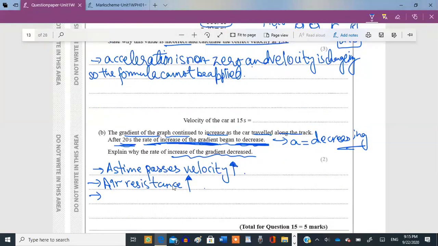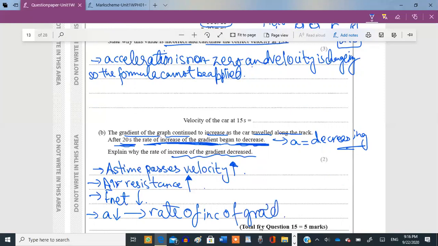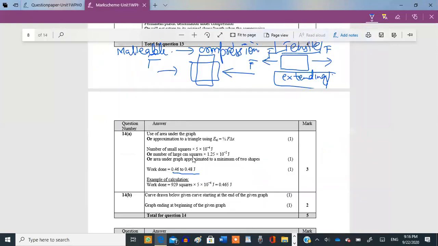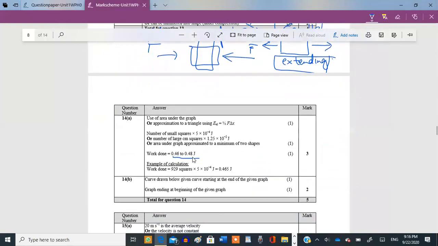No. All right. Air resistance is increasing, and if air resistance is increasing, then the net force decreases. Net force decreases, acceleration also falls, and acceleration is the rate of increase of the gradient. Clear? Did you get this? Yeah.